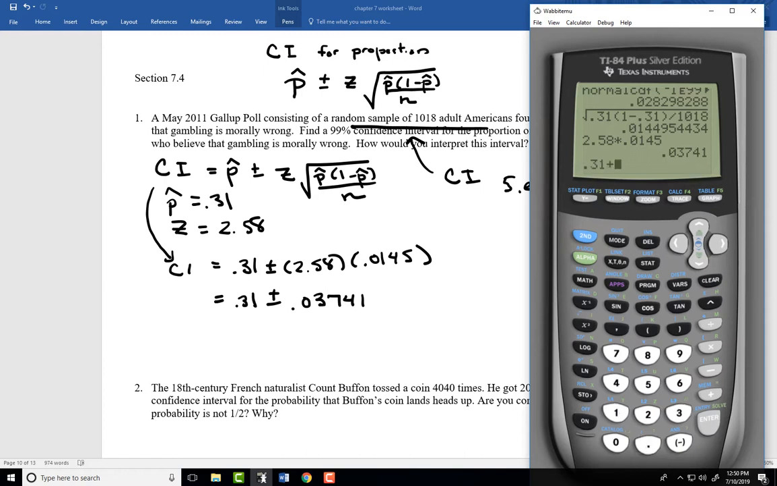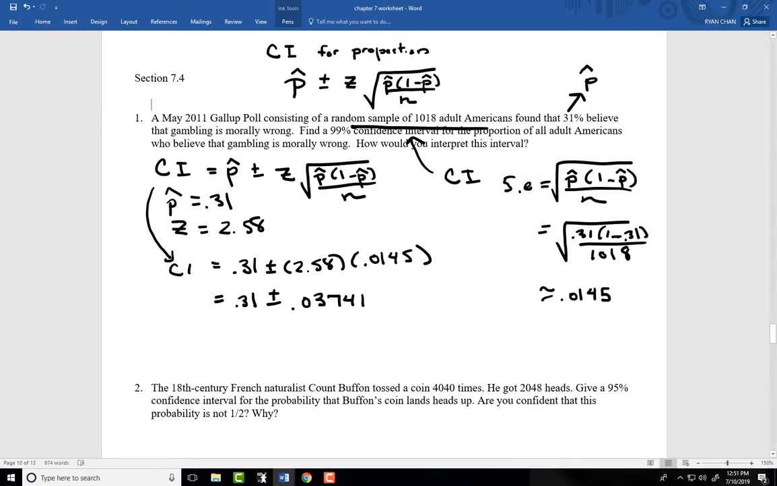So 0.31 plus 0.03741, and then 0.31 minus 0.03741. This is my confidence interval. So it's 0.34741.